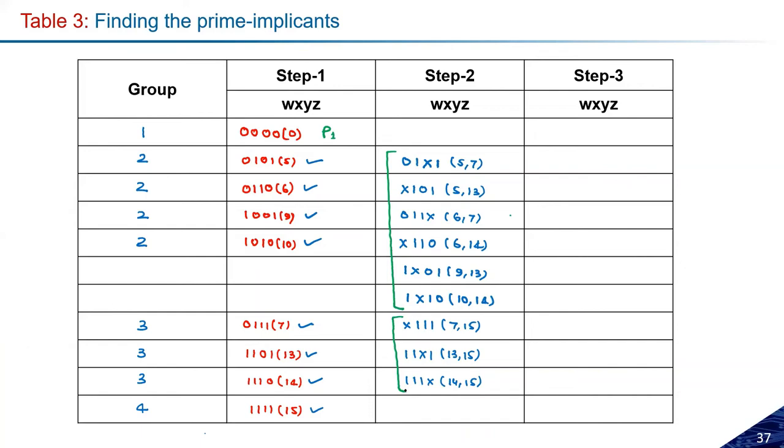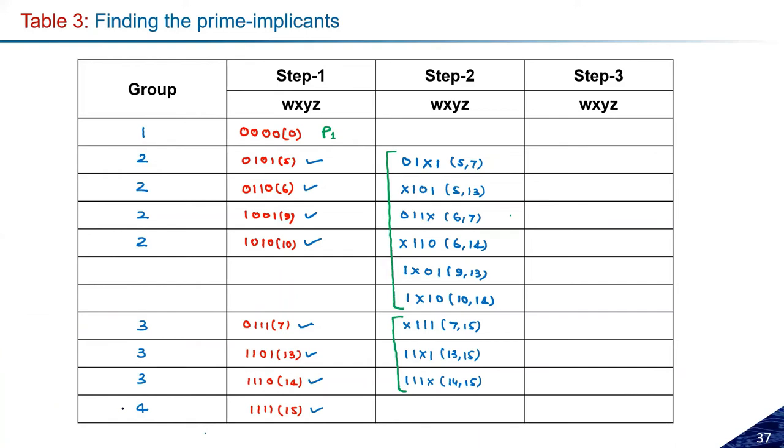Now let us do it one by one. The first pairing could be 5, 7 with 7, 15. The second could be 5, 7 with 13, 15. The third possibility could be 5, 7 with 14, 15, and so on. So we have to match all the possible combinations which are valid. Let us try to see it.